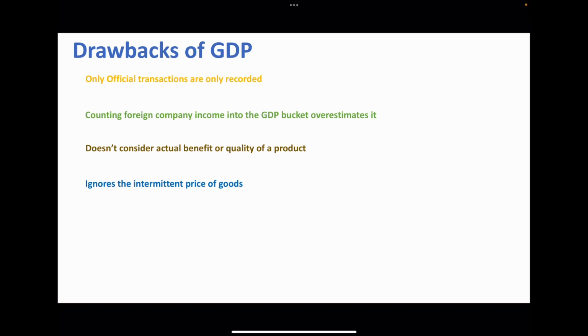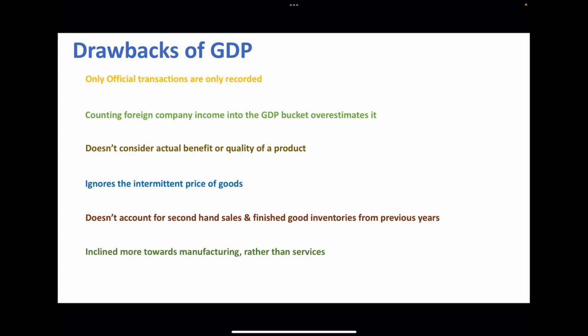the final product. Next, GDP doesn't account for second-hand sales and finished goods inventories from previous years. So the concept of reusability or refactoring dwindles. The calculation of GDP is more inclined towards the manufacturing industry only. And finally, GDP generally doesn't reflect the true economic and social prosperity of a nation. A country having a high GDP needn't necessarily be a happy nation if its per capita GDP, or essentially GDP per person, is low due to unequal wealth distribution, which is the case more often than not.